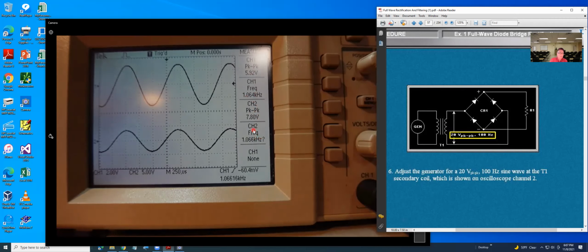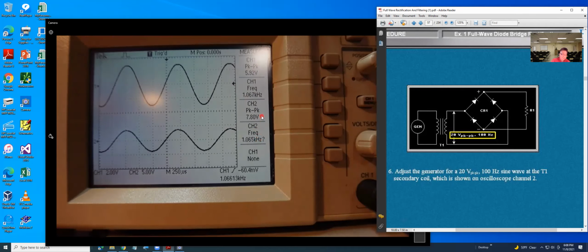Okay, and now what they said, the way at the T1 secondary coil, it will be 20 volt peak to peak. And if you're looking right now, they say peak to peak is 32 volt. Okay, so channel 2, sorry, channel 2 will be 7 volt.